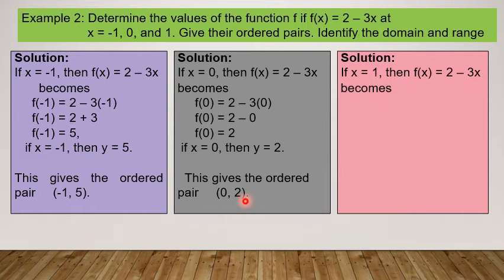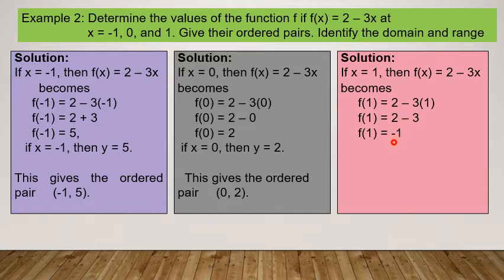Again, x equals 1. We substitute 1 here and here. Then 2 minus 3. How does it become 2 minus 3? 3 times 1 is 3, and we have the negative sign also here. And 2 minus 3 is -1.